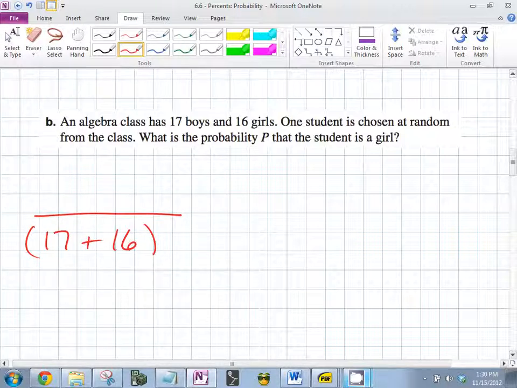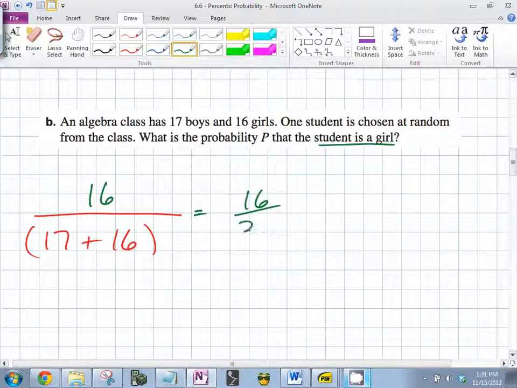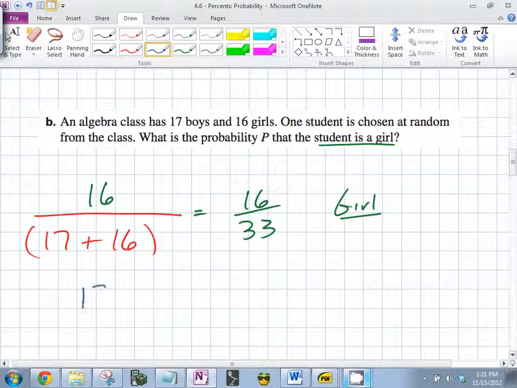The favorable outcome in this case is the student is a girl. How many different choices are there for a girl? There are 16 of them. So the probability that you choose a girl is going to be 16 over 33. As a side note, what's the probability of choosing a boy? Well, that's going to be 17 over 33.